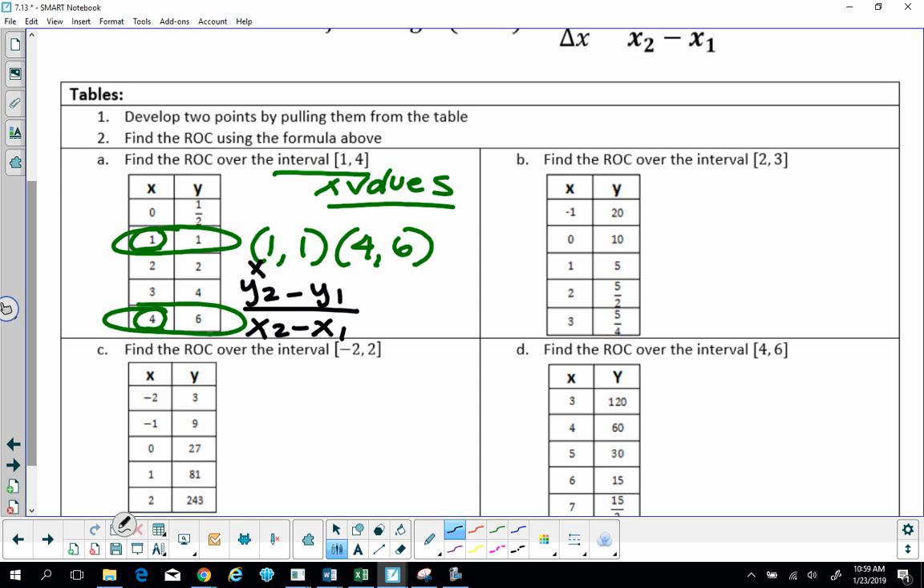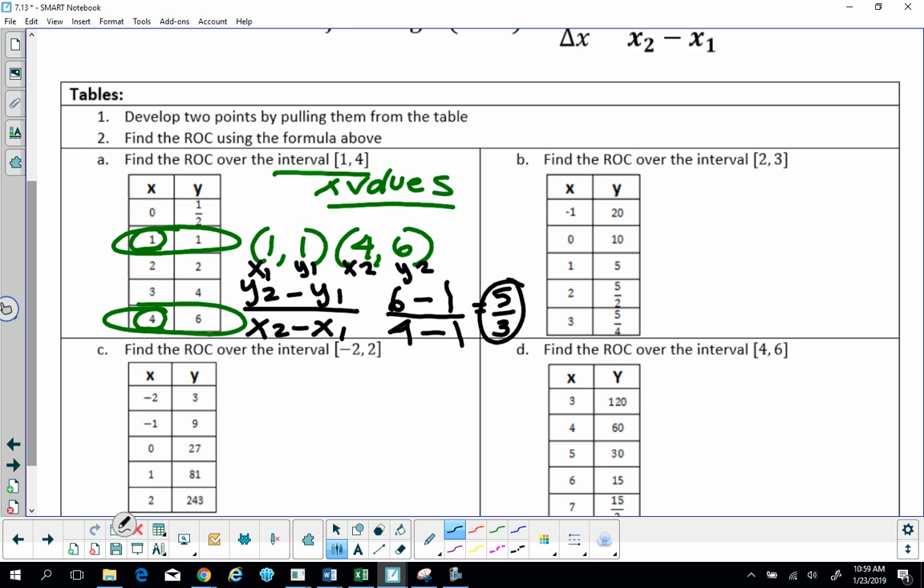Then I label. So x1, y1, x2, y2. Then I just plug it into my equation. So 6 instead of y2 minus 1 instead of y1, and then 4 minus 1. And you can just type that right into your calculator if you want, or else you could solve it by hand. What is 6 minus 1? 5, and what's 4 minus 1? 3. And does that reduce that fraction? Nope, so that's my answer.